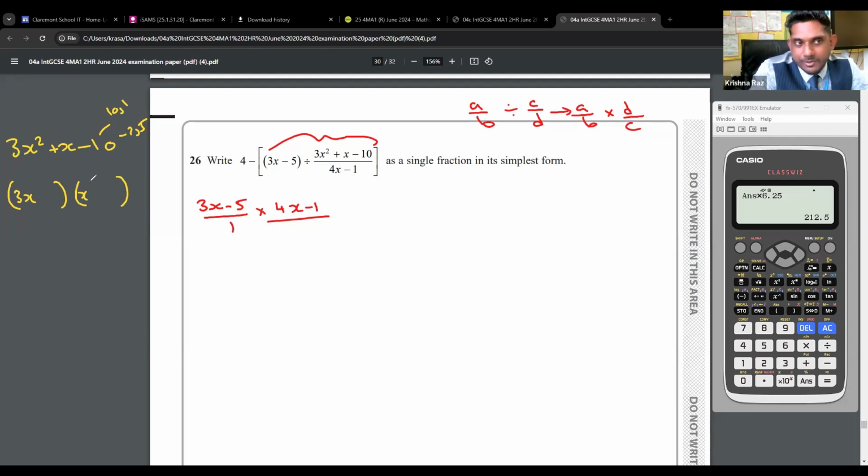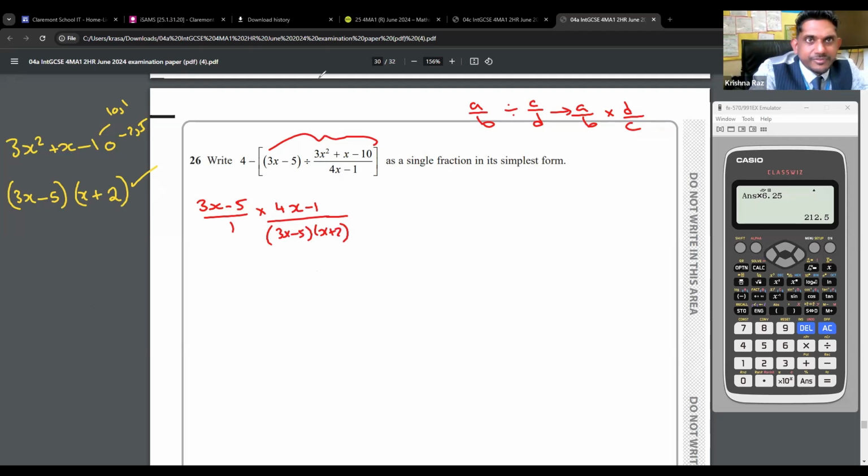I also know 6 take away 5 is 1. So if I put a 2 in here and a 5 in there, that gives me 6x and a 5x. So 3x times 2 is 6x, minus 5 times x is 1x, and minus 5 times 2 is minus 10. So that will work. So that would be what would go on the bottom now. So I have 3x minus 5, x plus 2.